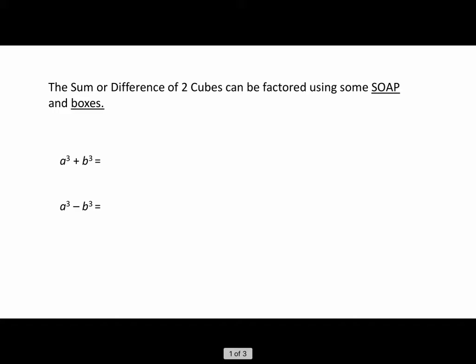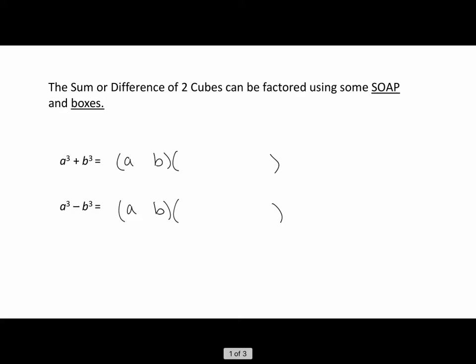The sum or difference of two perfect cubes can be factored using some soap and boxes. What that means is, for perfect cubes, you will have two factors. The first factor is just what's being cubed. So for the first term, that's A, and the second term, that's B. And it's the same whether you have a sum or a difference.